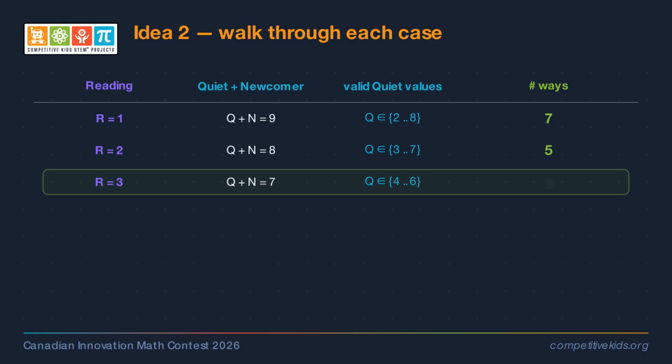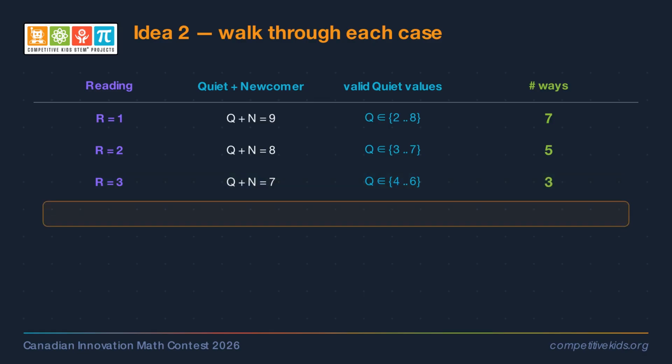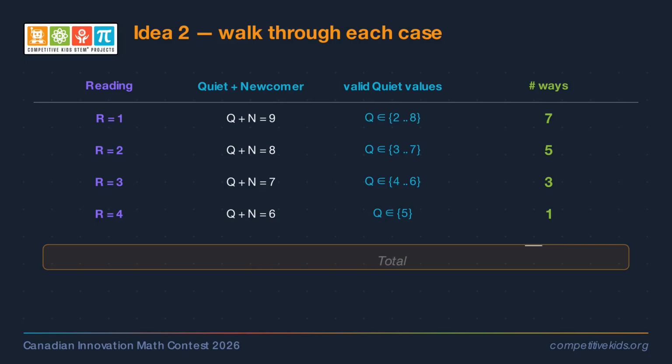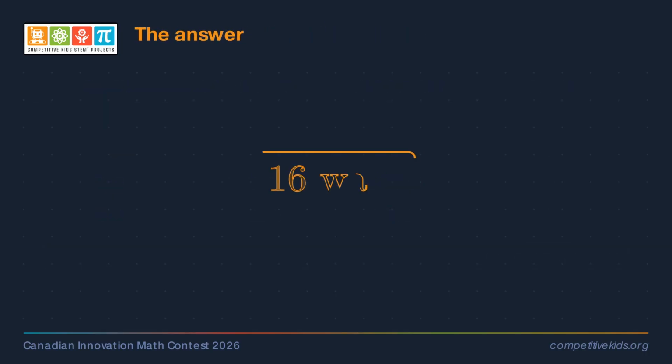That is 3 ways. If reading equals 4, then quiet plus newcomer equals 6. Quiet must be at least 5. So quiet can only be 5. That is 1 way. Add them up. 7 plus 5 plus 3 plus 1 equals 16. The answer is 16 ways.